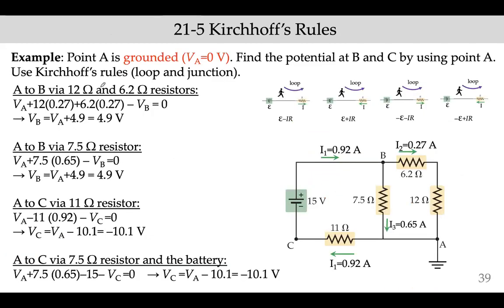Okay, so here's an example. Point A is grounded. Grounded means it's connected to the earth, so you have to take the potential of this point to be 0. So VA is 0, as you can see here. Find the potential at B and C by using point A. So we will find the potential at this point and at point C by using the fact that this point is set to 0 potential.